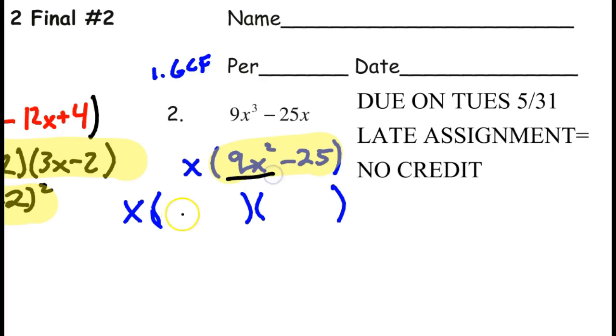So once again, what multiplies to 9x squared? 3x, 3x. What multiplies to negative 25? Positive 5, negative 5. And there you go, that's fully factored. Since we're only factoring, we're stopping. It's not equal to 0 or anything, so we don't have to find x-intercepts.